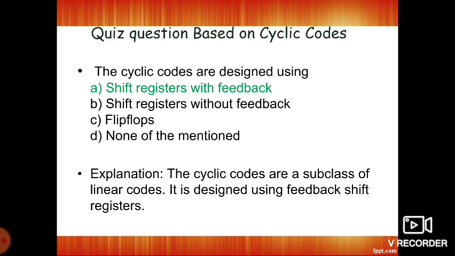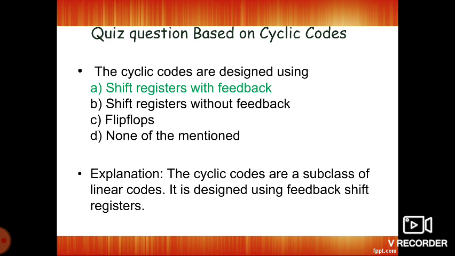Basically, a cyclic code is a subclass of linear block codes, and it is said to be a cyclic code if it satisfies two properties, known as the linearity property and the cyclic property. The linearity property says that whenever the sum of two code words produces another code word, that is called the linearity property. And the cyclic shift property means one shift produces another proper code word, and that is called the cyclic property.